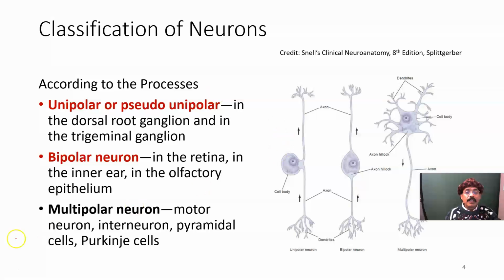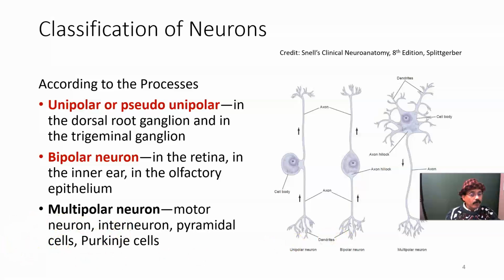In the retina and the inner ear, we get the bipolar neuron. Here is the bipolar neuron. We have one process on each side. Here is the dendrite, and this is the axon. Like that, this is the pseudounipolar neuron. Here the two processes are fused into one small process. The entire part is axon, and only these are the dendrites.